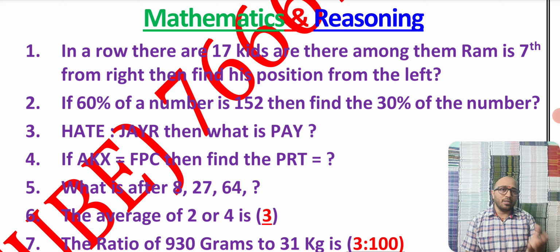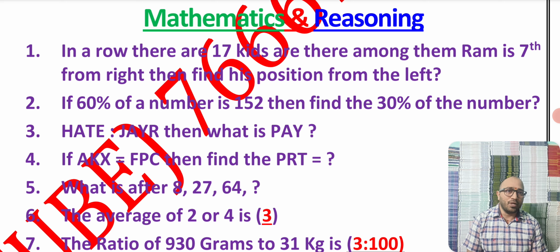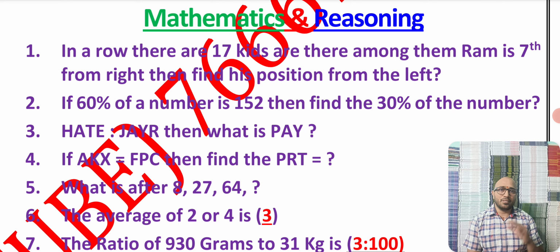60% of a number has been given, that is 152. Find the 30% of the number. If 60% is 152, then you make it 100% and find out. Then from that, you can easily find 30% directly. Once you purchase the books and once you practice, it will become very easy for you.